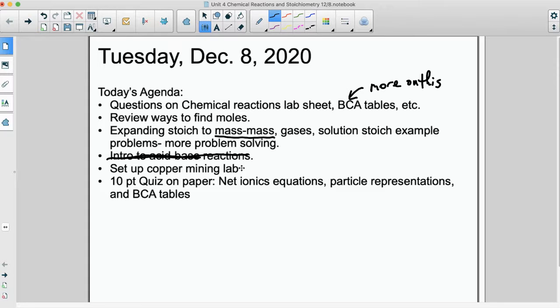And we did not get to completely set up the copper mining lab, but get your materials ready for Thursday. Or I gave people the option of setting this up on their own. There is a video on Google Classroom in the assignment that you can watch. So I will give you 10 minutes on Thursday to set these up. It's a quick setup of this test tube.